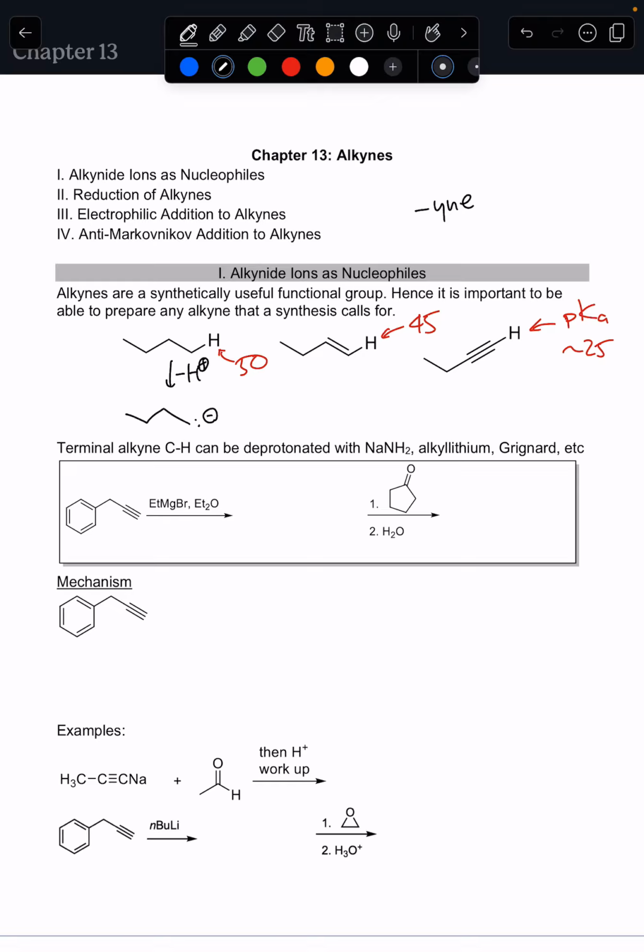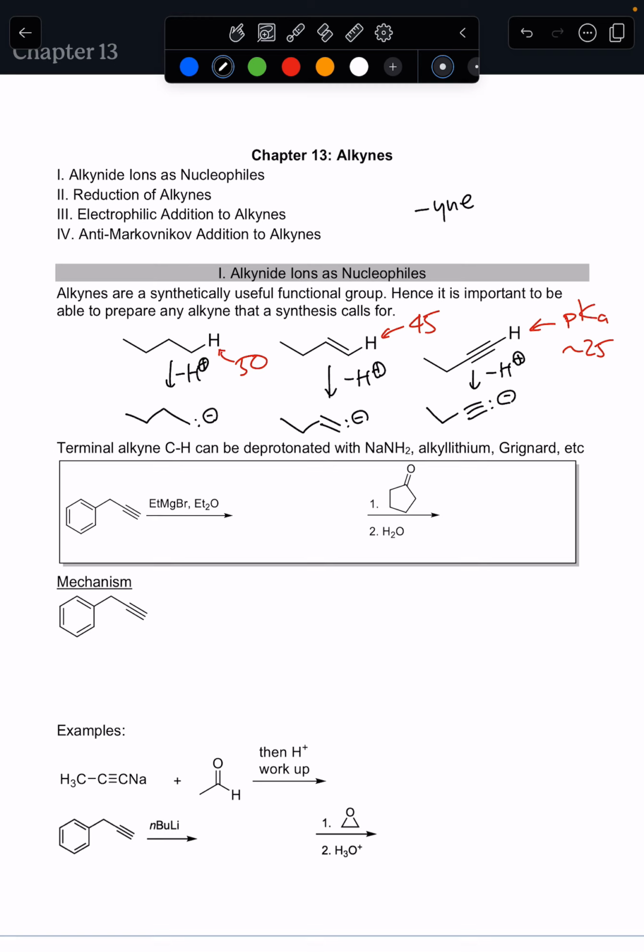If it loses a proton, this negative charge would result for an alkene. It would be this for an alkyne. And the reason why there's such a huge difference in acidity is because of the orbital.